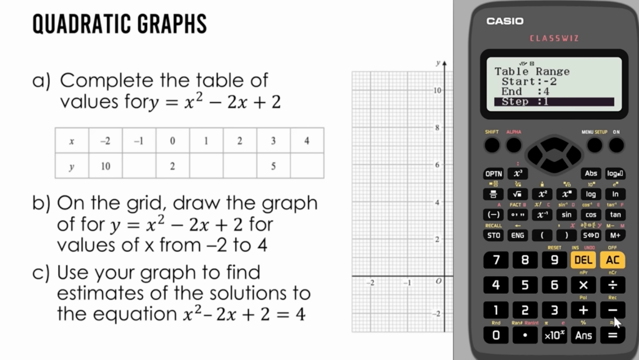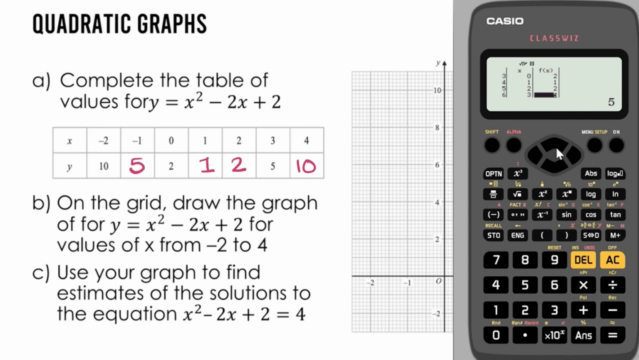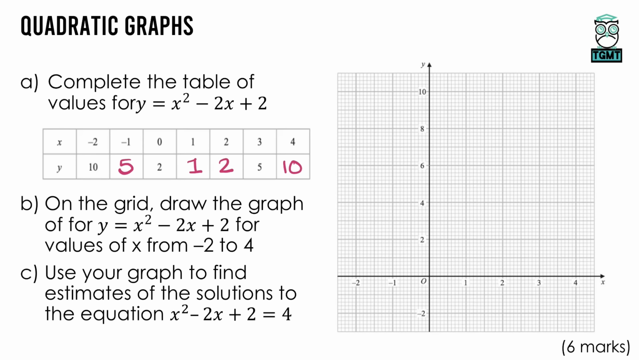Once we've done that, we don't need to change the steps because they always go up in ones. Press equals and you'll have your table of values. You can then scroll down looking through the values. If you scroll to the right, you'll see that some of these values match the one in the table. So all we need to do is write all these values into our table, and then we can get on with plotting the graph.